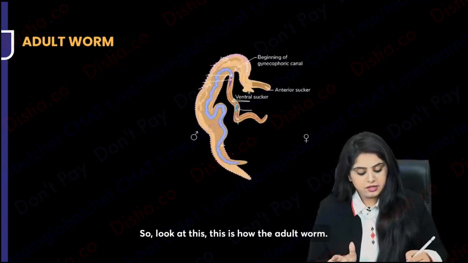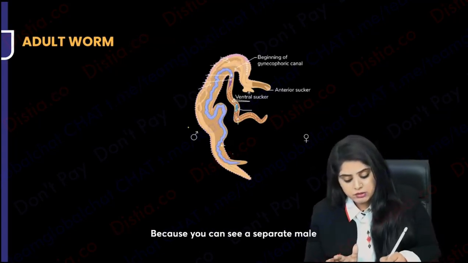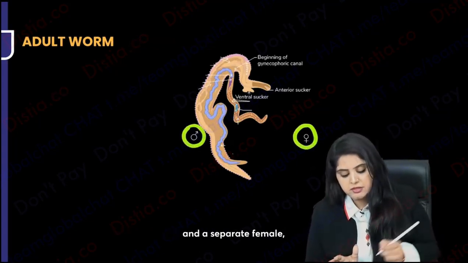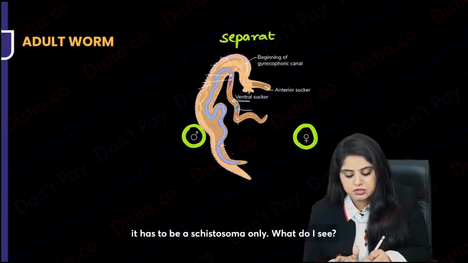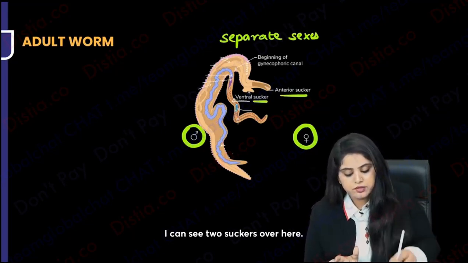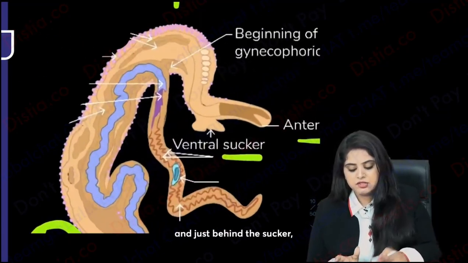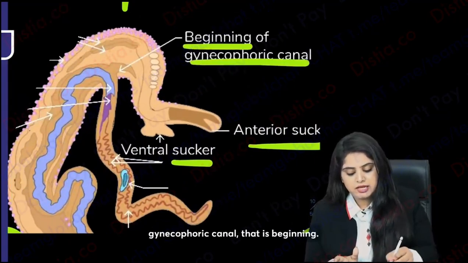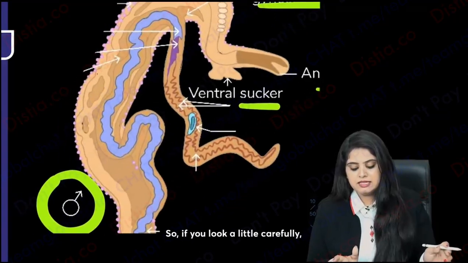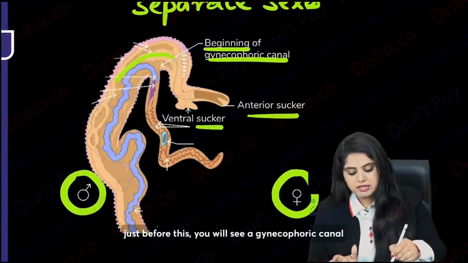So look at this. This is the adult worm. How are you so sure that this is the adult worm of Schistosoma? Because you can see a separate male and a separate female, and if you're seeing separate sexes, it has to be a Schistosoma only. What do I see? I can see 2 suckers over here. Just behind the sucker, can you see there is a canal, the gynecophoric canal, that is beginning.